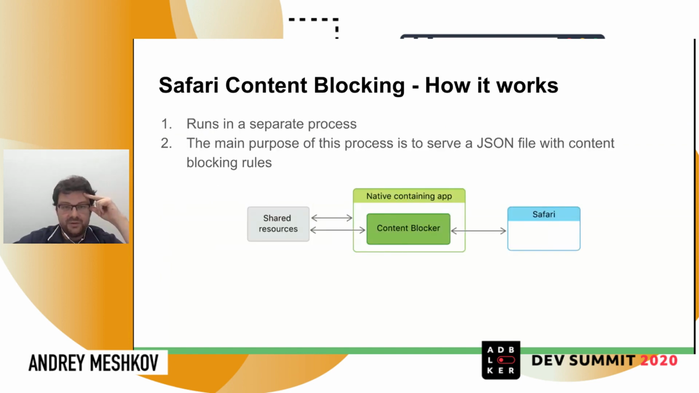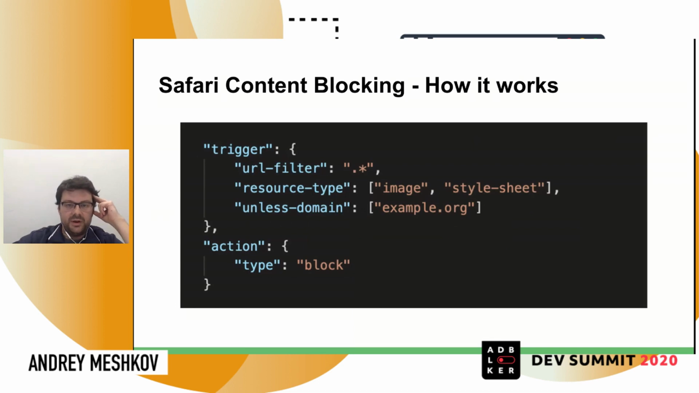But first, let's see how Safari content blocking works. So the content blocker is basically an extension of your app that runs in a separate process. And the only purpose of this extension is to serve a JSON object with the list of content blocking rules, which is then used by Safari to actually do the work.